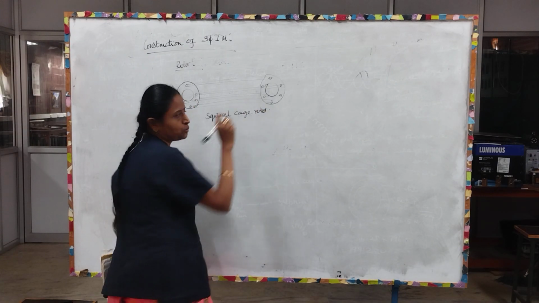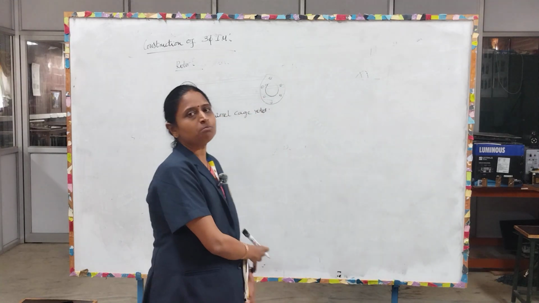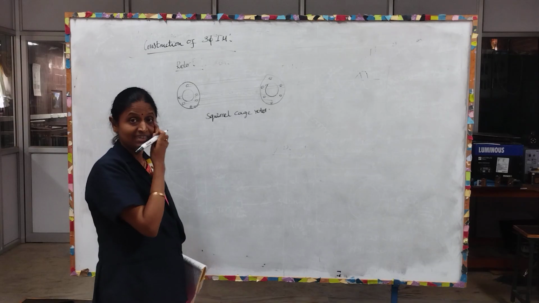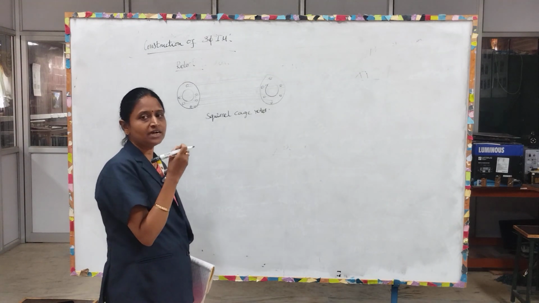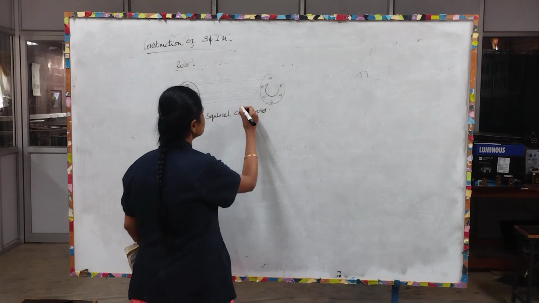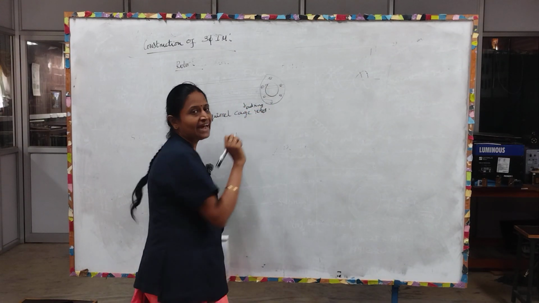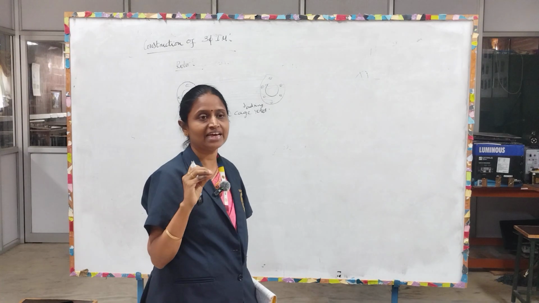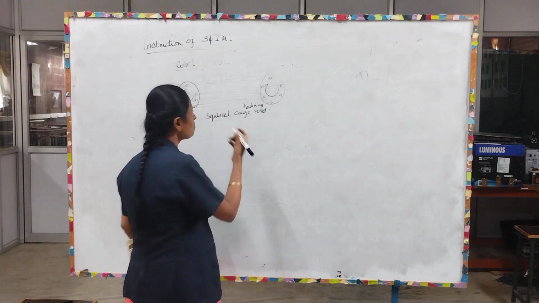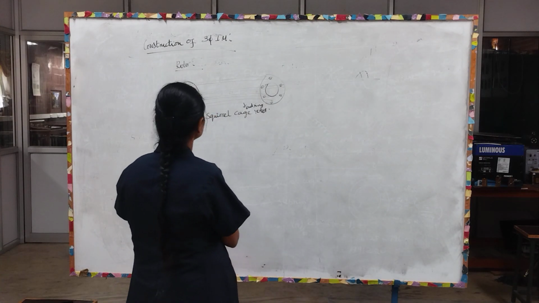So why are we calling it a squirrel cage rotor? Because the rotor bars are short circuited with the help of end rings. It looks like the cage of a squirrel, so we can't add any external resistors. This is called the end ring. So we can't add any external resistance in the case of squirrel cage rotor, and there is no possibility of speed control.